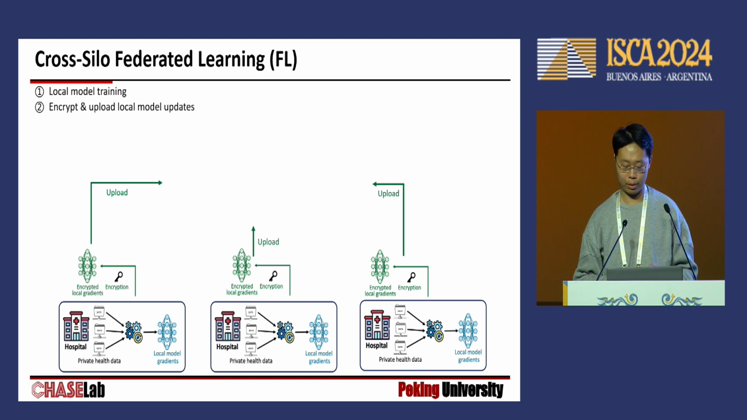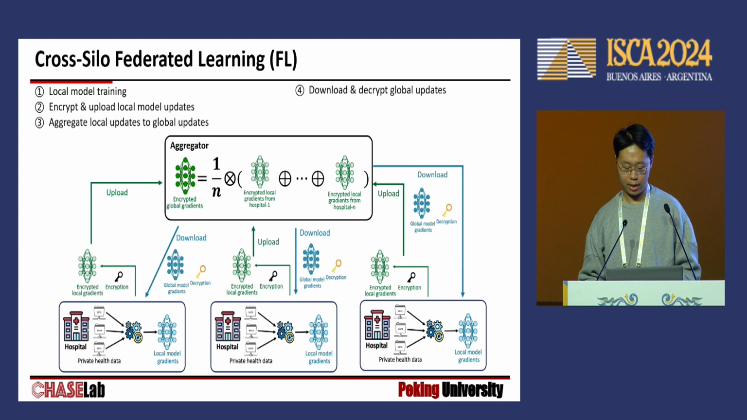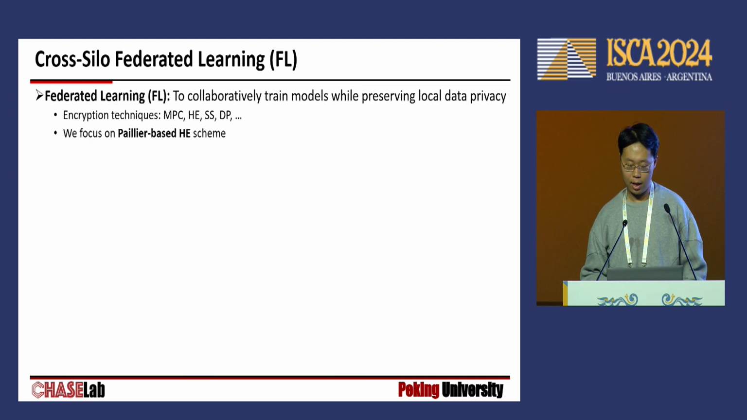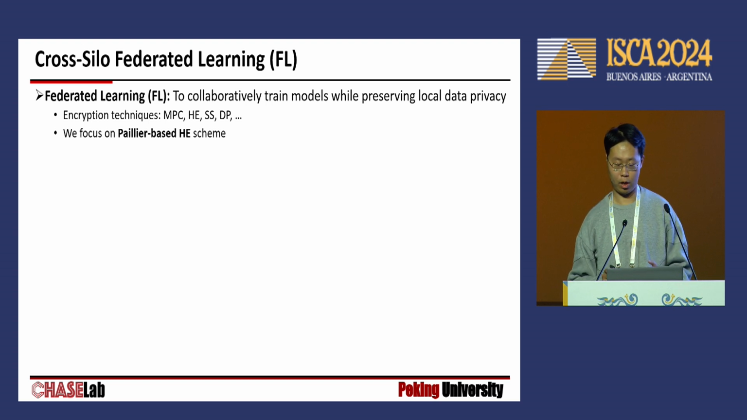a third-party central aggregator. The aggregator will collect all the encrypted model gradients and aggregate them into global model gradients. After that, each client will download the model gradients and encrypt them. Finally, each client will update the model with the global model gradients and begin a new iteration of training until the model converges.